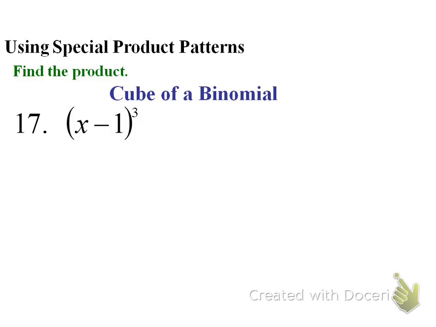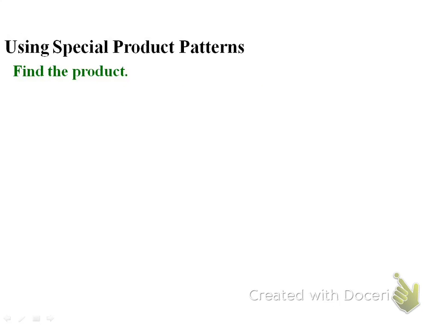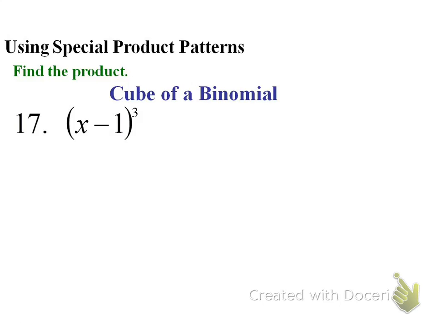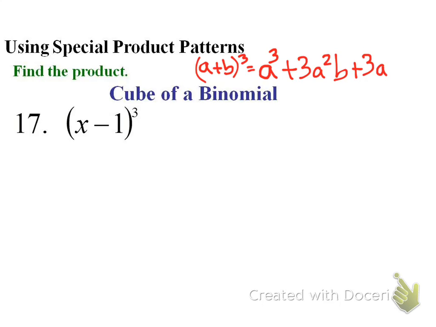So let's kind of think back to what we learned. So your note said if we had something like a plus b to the third, what would we get? Someone read me what your note said. Started with an a to the third. Good. Plus 3. Plus. Good. So that is what we're following. That's the pattern that we're following here.